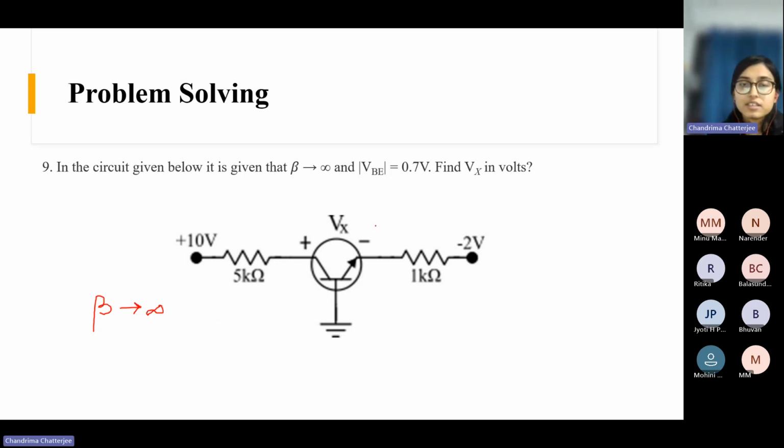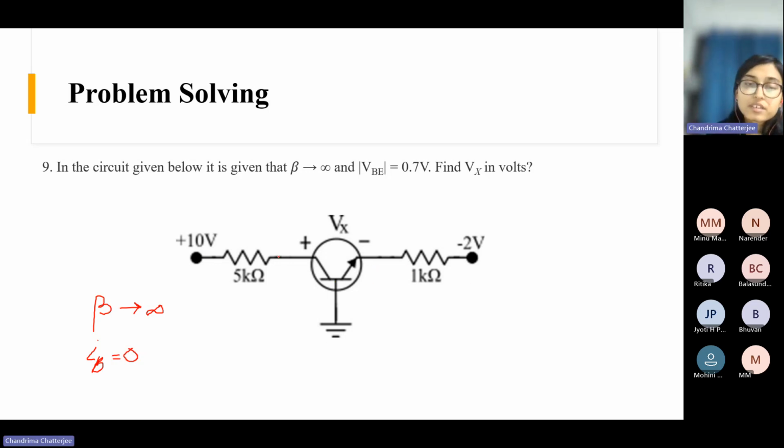That is the case here. So we can safely say that IB value is 0 here. So here the current is 0 through this terminal. We need to find the value of Vx.